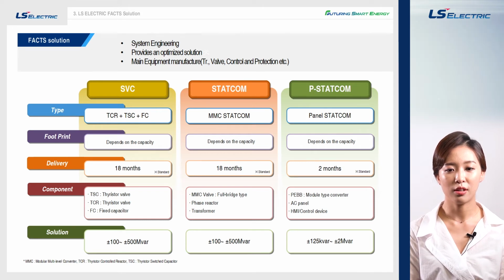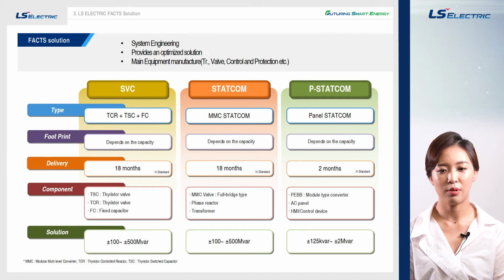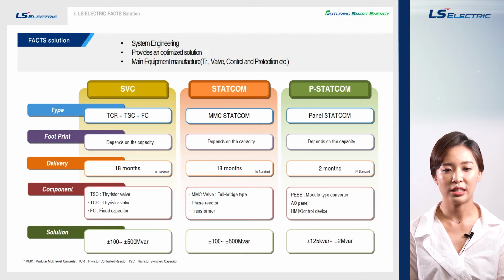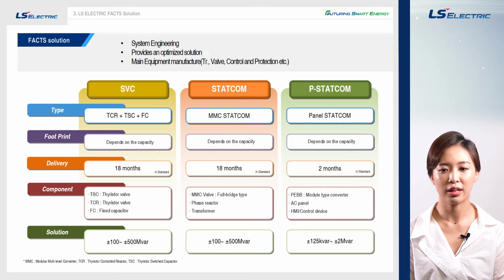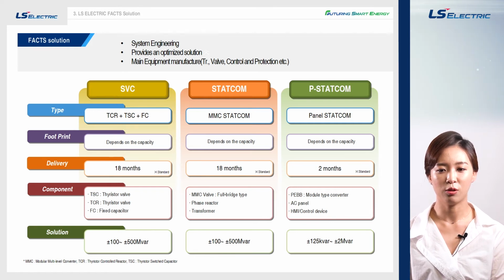The main components of SVC are thyristor valves like TSC and TCR, and fixed capacitor. For STATCOM, the MMC valve, which is short for modular multi-level converter, is the main component. Both SVC and STATCOM solutions can cover up to 500 MW, and delivery time is 18 months on the basis of standard type. P-STATCOM is a low-capacity solution, which is for a factory to compensate power factor and stabilize the voltage.